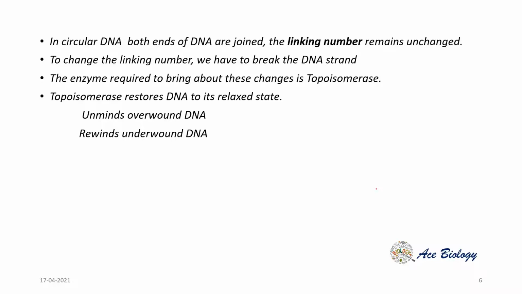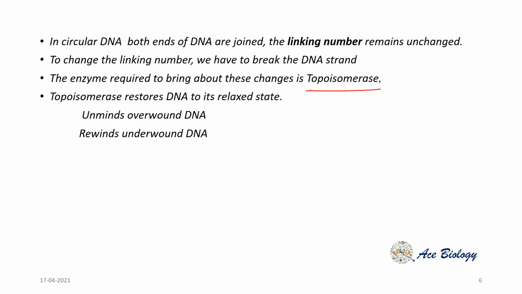Now coming to the enzymes that are involved in this process. We know that in a covalently closed circular DNA, both the ends will remain closed, so the linking number won't change. If we want to change the linking number, we need to break the DNA strand that is present. For this we need enzymes. The enzyme that plays an important role here is topoisomerase.